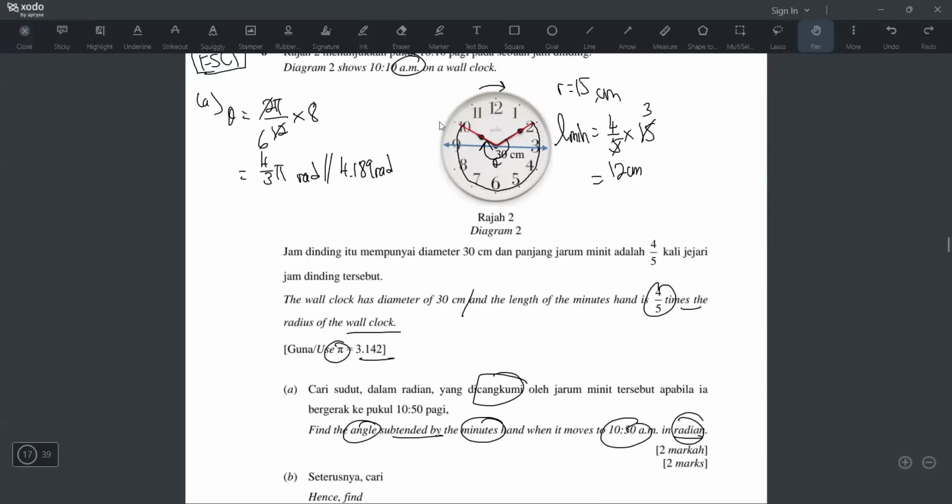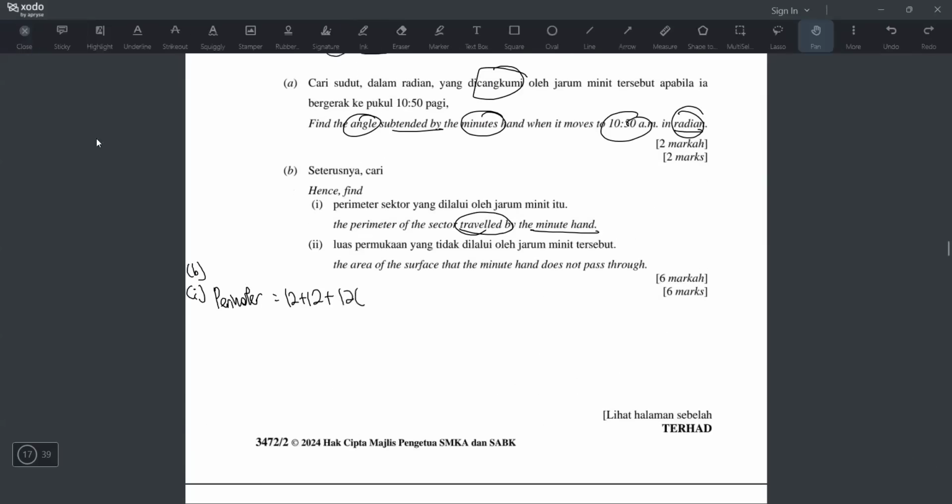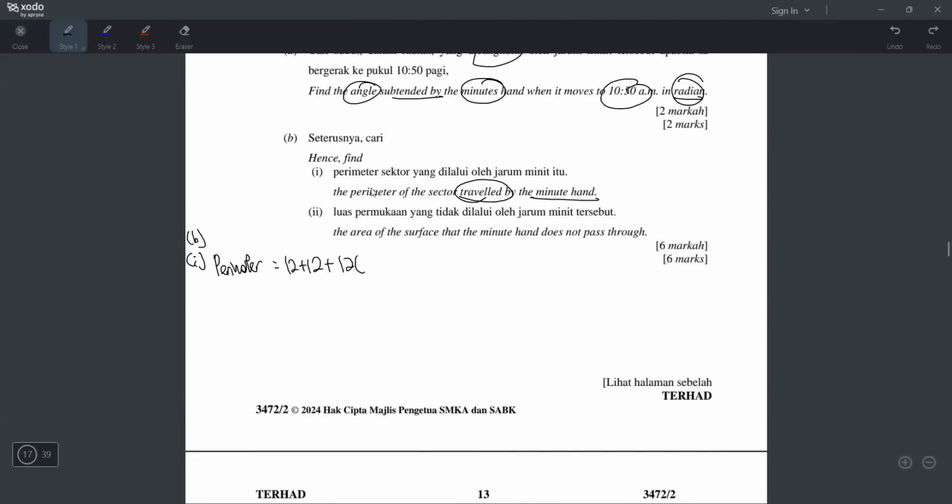Perimeter equals 12 plus 12 plus the arc. And for the arc, we can use the formula S equals r theta. The r is 12, of course. The theta will be in radians, which is 4.189. Like this. And then I will press all this to get the answer. Okay, the answer is 74.268. Let me press 24 plus 12 times 4.1.